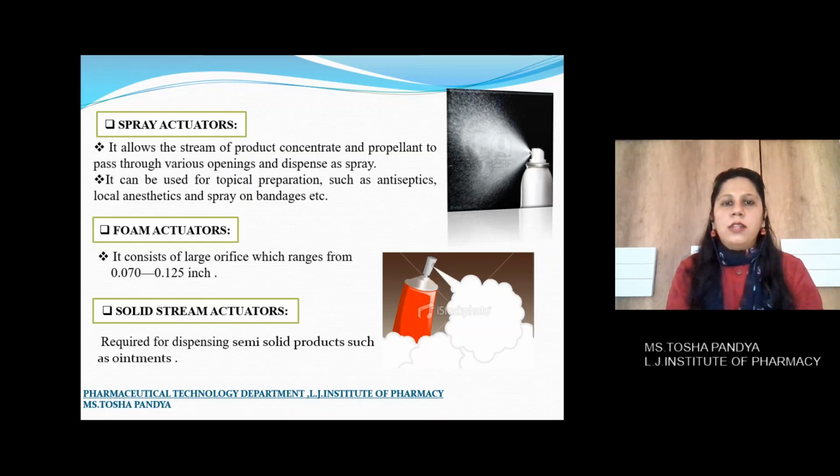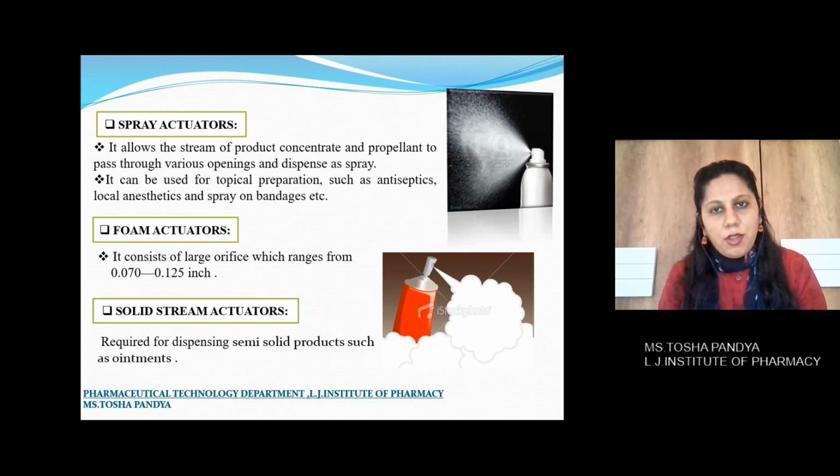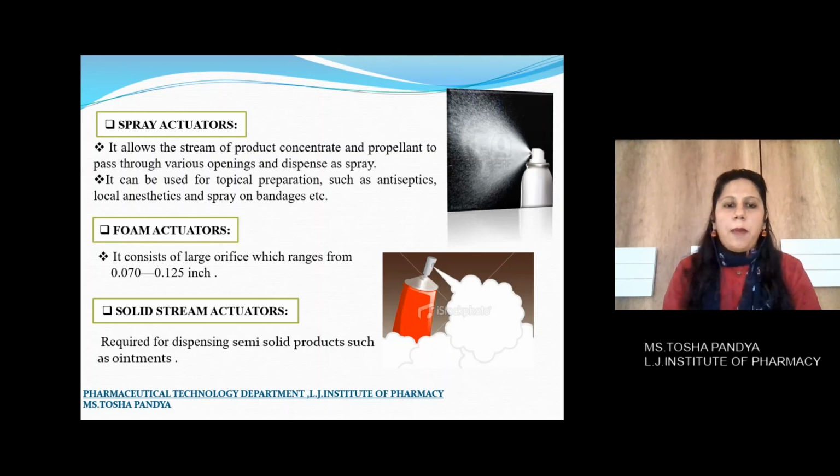The spray actuators are used to deliver the product concentrate and propellant through various openings and dispense it as a spray. The best examples are the antiseptic sprays, the local anesthetic sprays and the spray-on bandages. The foam actuators, on the other hand, possess a large orifice ranging from 0.070 to 0.125 inch. The solid stream actuators are mainly used for dispensing semi-solid products such as ointments.